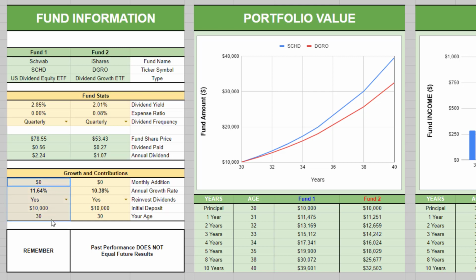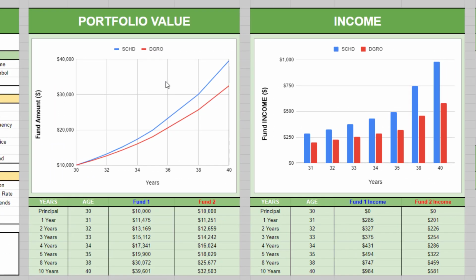Coming down to our inputs to the graph for the growth and contribution, SCHD being on the left and DGRO being on the right, we used our CAGR numbers that we calculated from Seeking Alpha. We're going to see what it looks like with reinvesting dividends, starting with a $10,000 initial deposit at 30 years old. And SCHD would outperform with the current CAGR numbers and the current dividend yields over the course of 10 years. And over on the income graph, it looks like SCHD, of course, would produce more income because of their higher dividend yield.